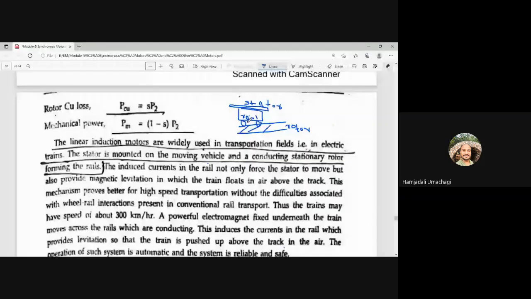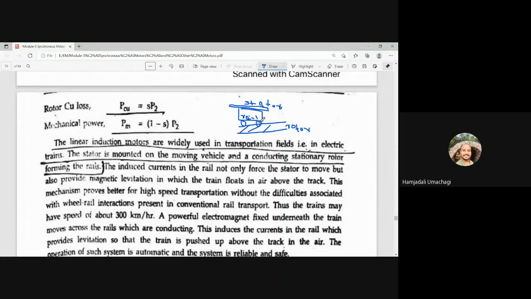Okay. This mechanism proves better for high speed transportation without the difficulties associated with wheel rail interactions present in conventional railway transport. Usually, this kind of magnetic levitation provides high speed transportation. So within a short period of time, we can reach any long distance places, because here the railway wheel is not going to touch the track. Because of that, there are no traveling difficulties, as the wheel is freely floated in the air. Because of that, it is going to have high speed transportation. Okay, this is the advantage of magnetic levitation.